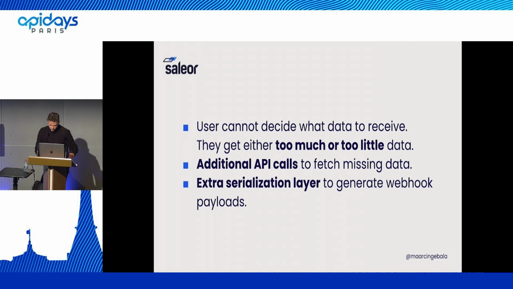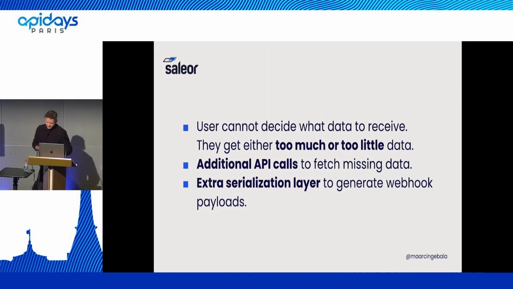And why is it bad that the traditional approach has this predefined structure? There are a few problems with that. As I said, you cannot decide what data to receive, so you either get too much or too little data. If you get too little data, then you need to make additional API calls, because, for example, for some stuff you just got some database IDs or API IDs and you want to display more data about this, then you need to fetch this with additional API calls.